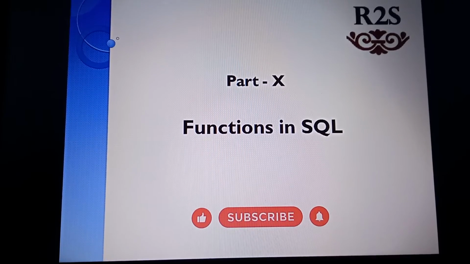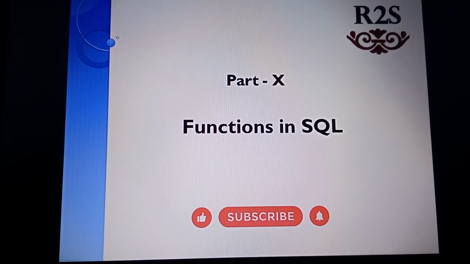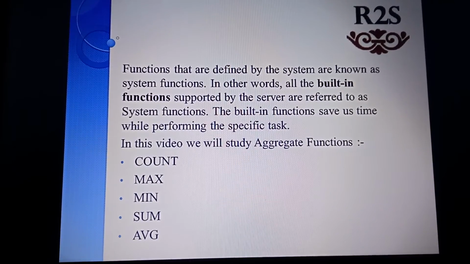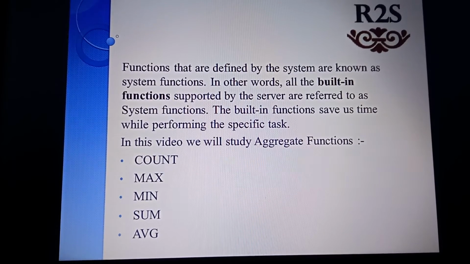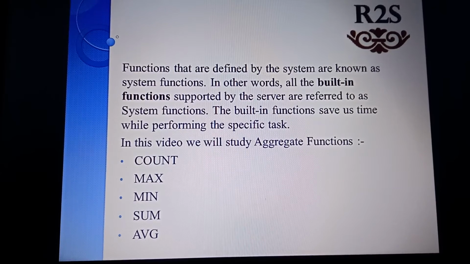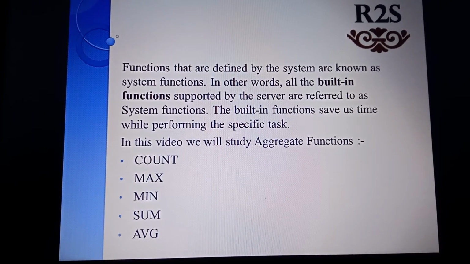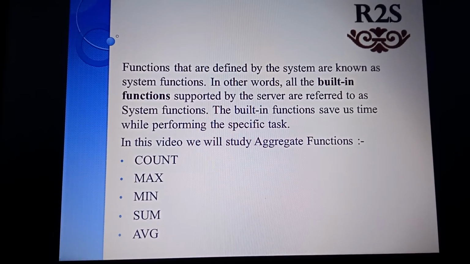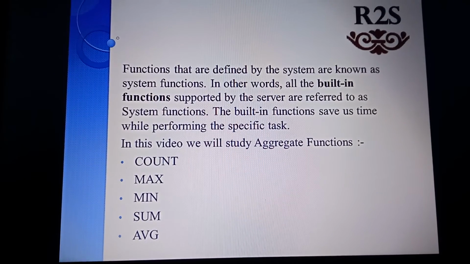Today's topic is functions in SQL. Functions that are defined by the system are known as system functions. In other words, all the built-in functions supported by the server are referred to as system functions. The built-in functions save us time while performing a specific task.